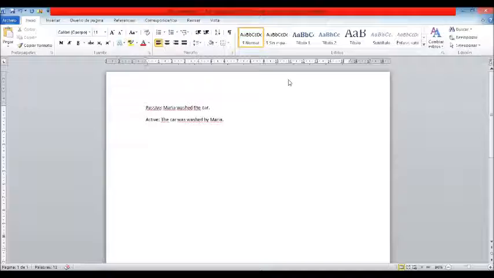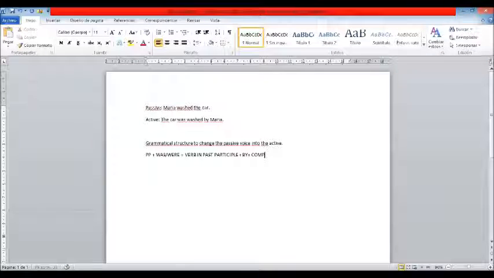Okay, perfect. So if you see, we have a grammatical structure to change the passive voice into the active, which is a personal pronoun plus was or were, plus the verb in past participle, plus by plus the complement. Okay.